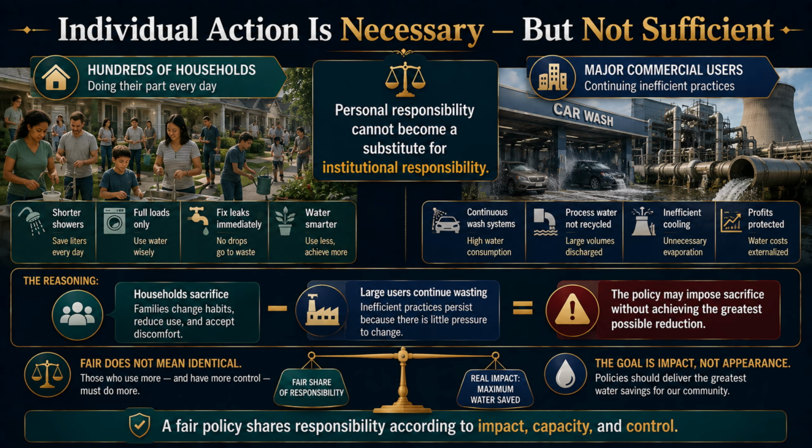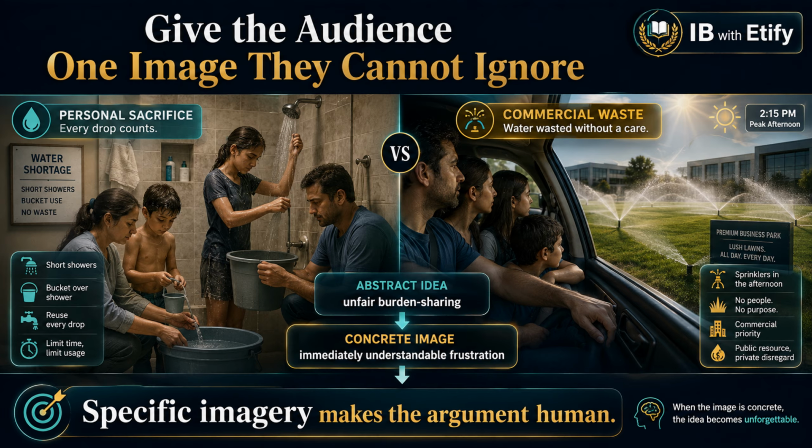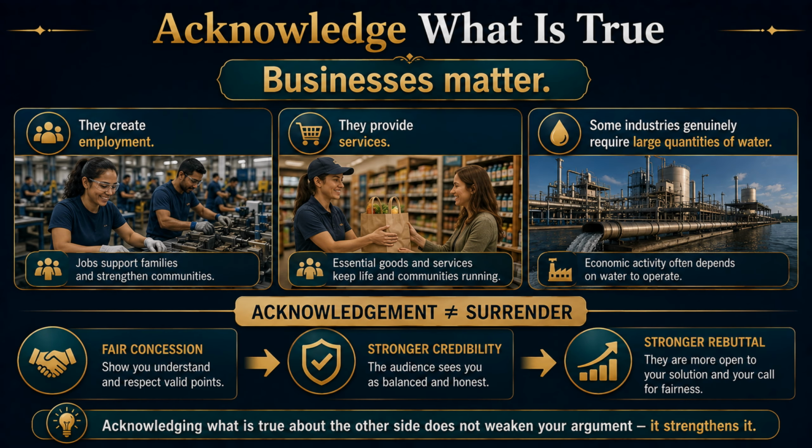If hundreds of households reduce consumption while major commercial users continue wasting water through inefficient systems, the policy may demand sacrifice without achieving the greatest possible reduction. Then make the issue human. Ask the audience to imagine a family carefully limiting every shower while driving past sprinklers running across an empty commercial lawn in the middle of the afternoon. The frustration is easy to understand because the audience can picture it, but now acknowledge the other side.